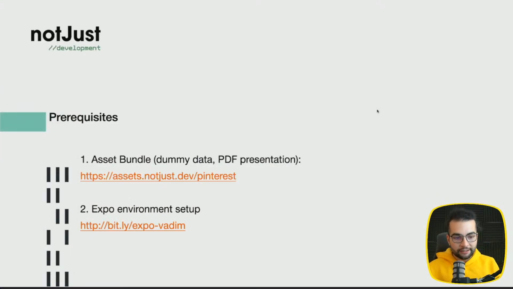Now back to our project. Before we get started, I have prepared the asset bundle the same way we always do. So you will find all the files that you would need to develop this application, like the dummy data. This PDF presentation is there, some images if there are any, and more useful information that you need for following along and building this application yourself.